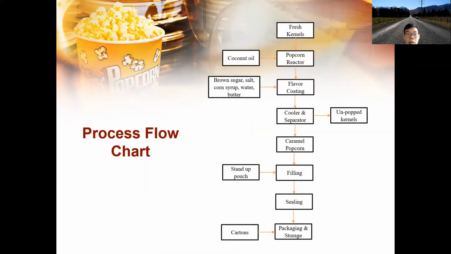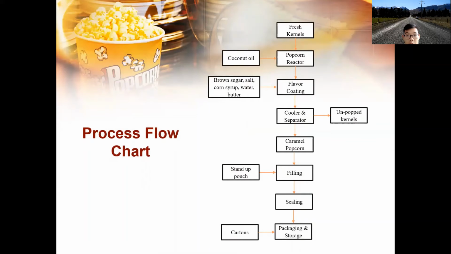Then the popcorn will be added into the flavor coating machine for flavoring. Brown sugar, salt, corn syrup, water, and butter will be added for the salted caramel flavoring. Then the machine will mix the flavor and the popcorn to produce salted caramel popcorn.